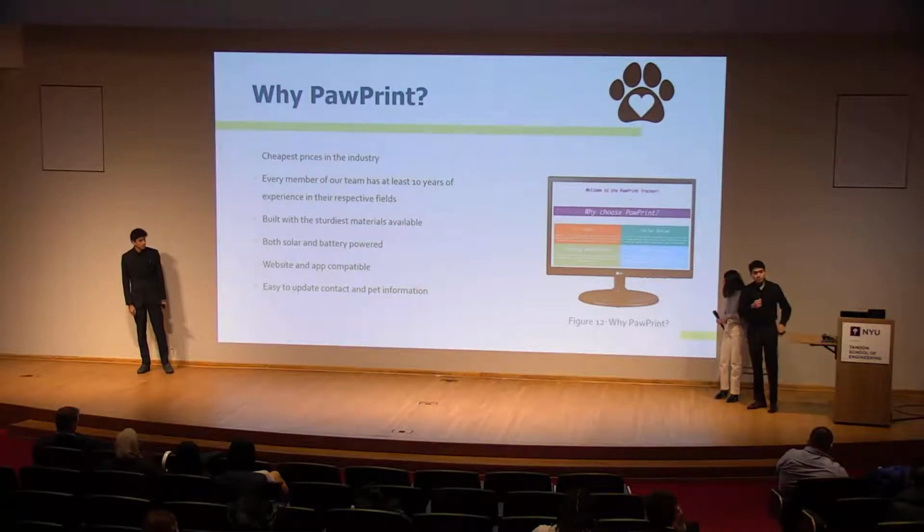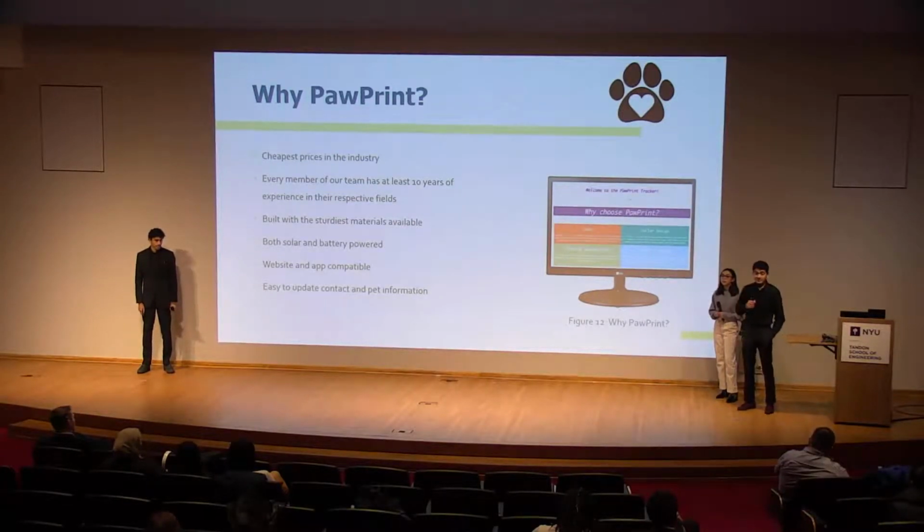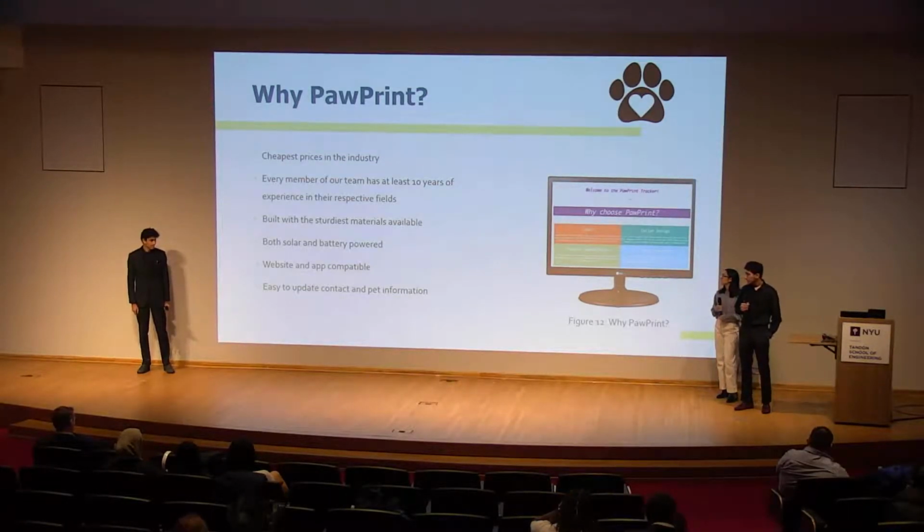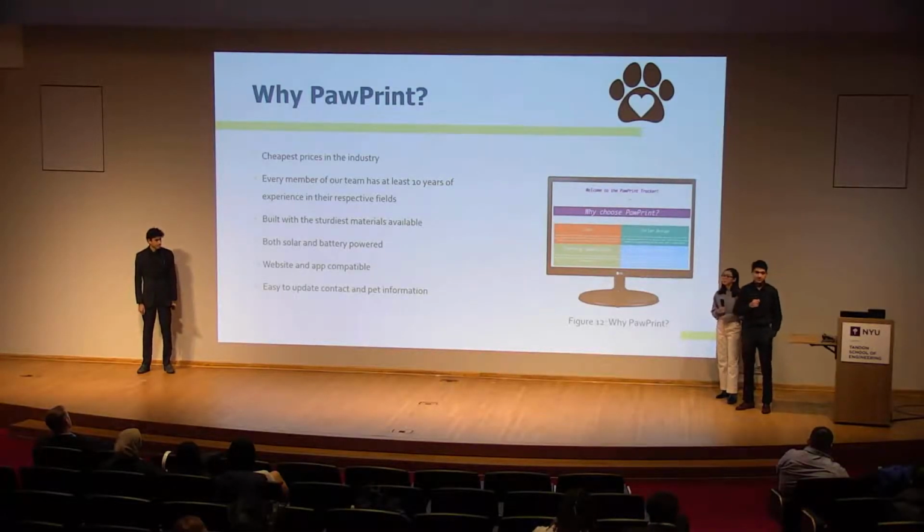So now, why would you choose Paw Print? Paw Print offers the cheapest prices in the industry. Every member of our team has at least 10 years of experience in their respective fields. Our collar is built with the sturdiest material you can find. It is both solar and battery powered, which is extremely convenient. It is both website and app compatible, and it is extremely easy to update contact and pet information. And figure 12 shows our website, which reiterates these exact same claims.